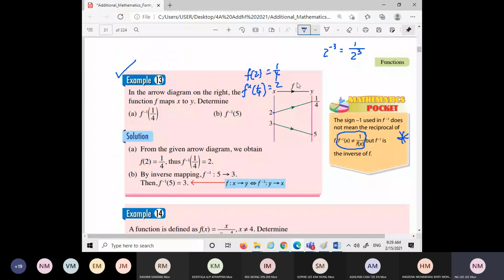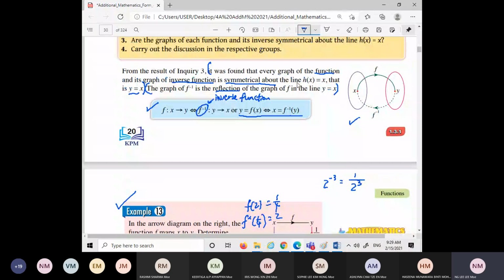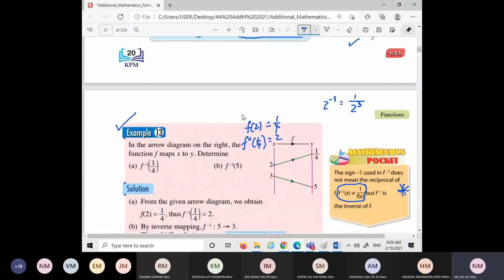We use back this one. So what's the answer for the inverse of 1 over 4? You get 2, same as this. f(3) gives you 5, so the inverse of 5, you get back 3.